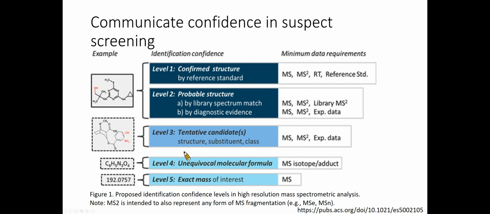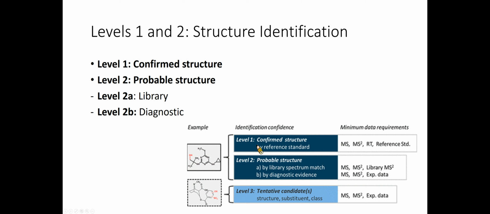Schymanski et al. provide a structured framework to communicate the confidence level in suspect screening from level 5 to level 1, with increasing confidence in compound identification. Level 1 is the confirmed structure, representing the ideal situation where the proposed structure has been confirmed via appropriate measurement of a reference standard with mass and retention time matching. Level 2 is the probable structure, indicating that it was possible to propose an exact structure using different evidence.